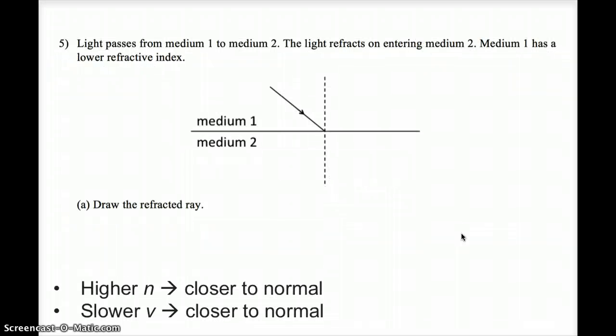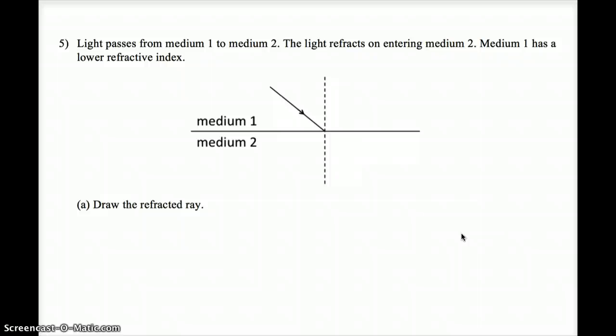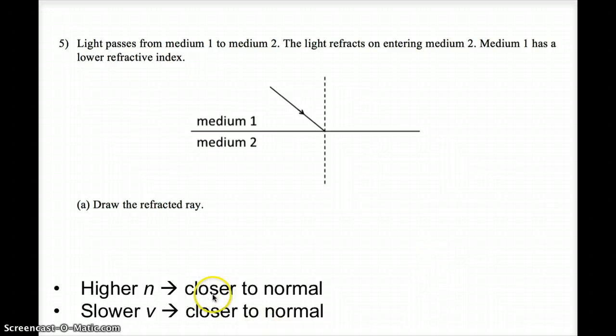Number 5, light passes from 1 to 2. It refracts upon entering medium 2. Medium 1 has a lower refractive index. That means medium 2 has a higher n, and the higher n, the closer you are to the normal. So that means we will be closer down here. We mark the first angle, and then we draw a smaller angle, which is putting the ray closer to the normal in medium 2.